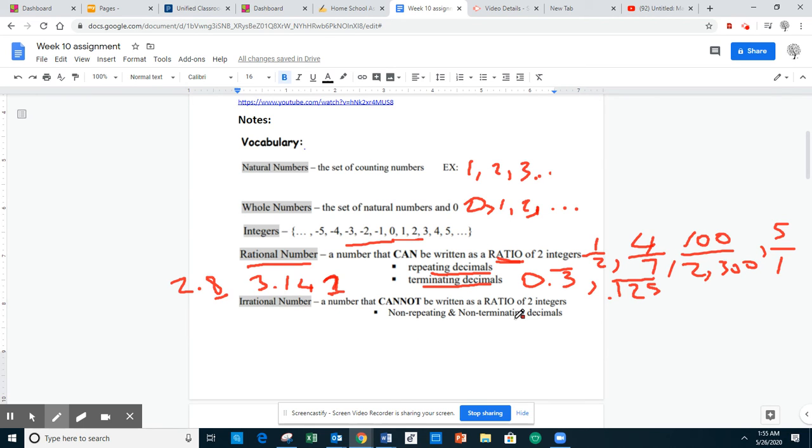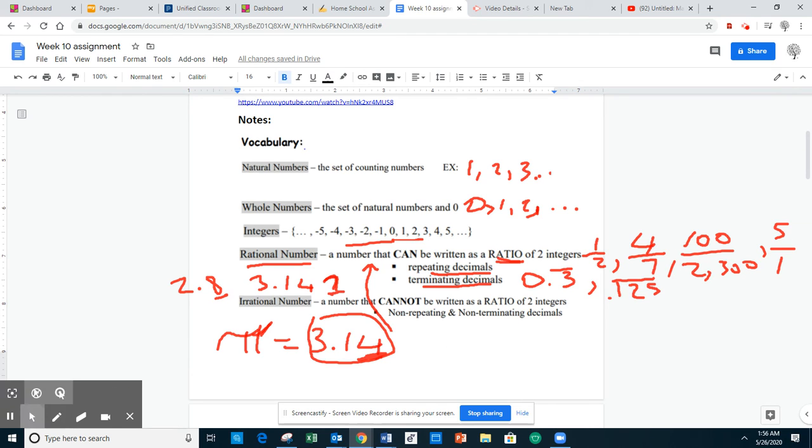So for an example like pi, well, pi is a decimal that continues on forever and it does not have a repeating pattern. We use the approximation 3.14 to represent pi, but as it is written here, 3.14 is a rational number because it stops here at 4, whereas pi, we know it continues on forever, and therefore pi is considered an irrational number.